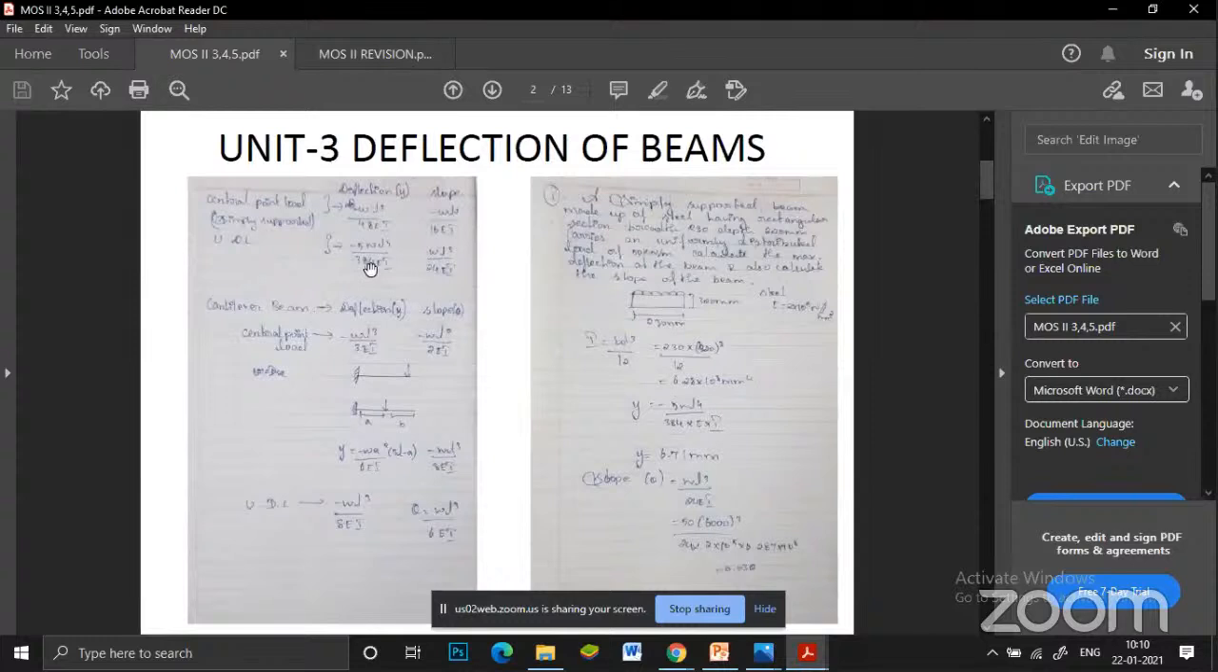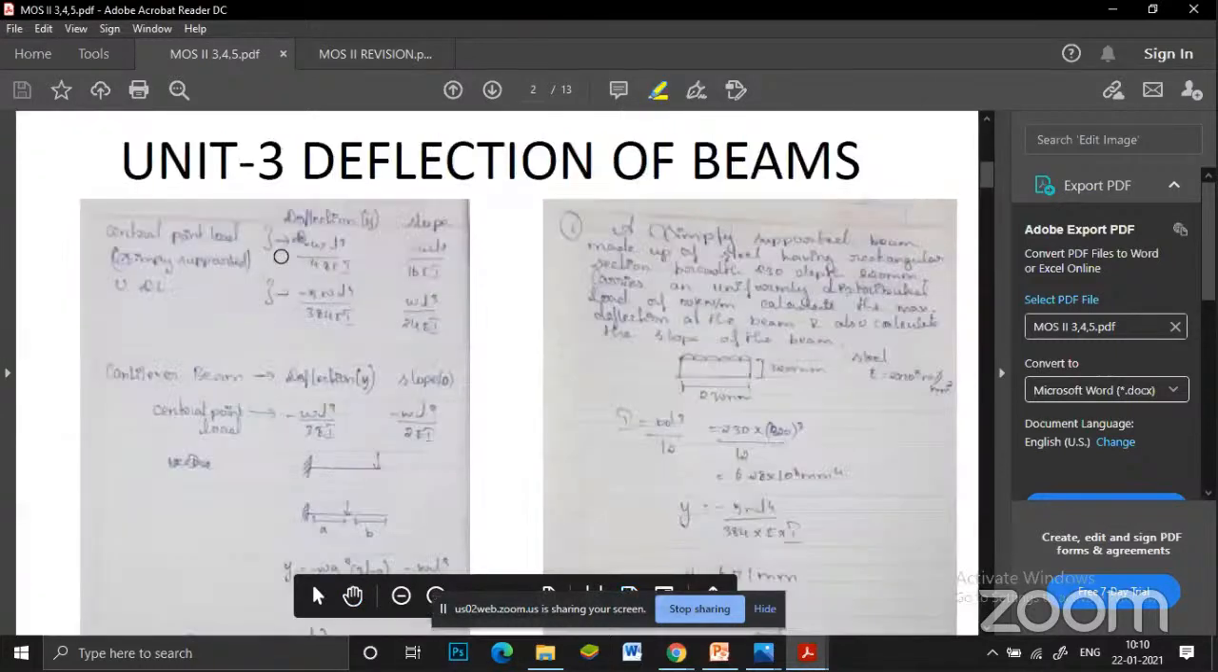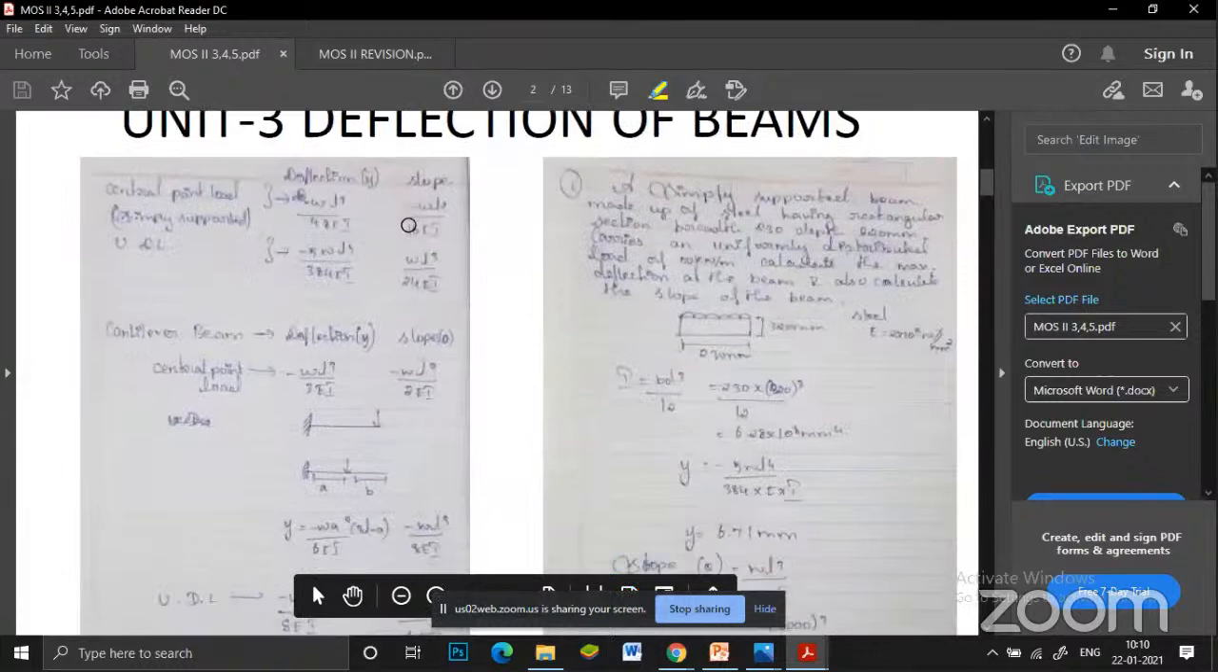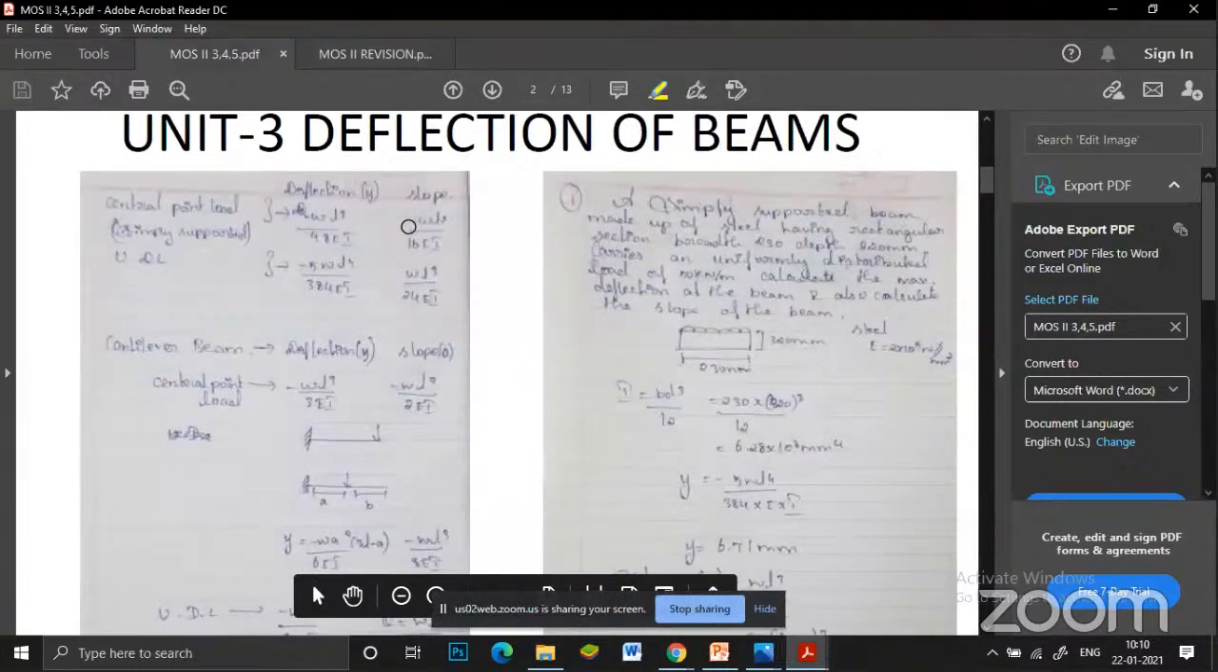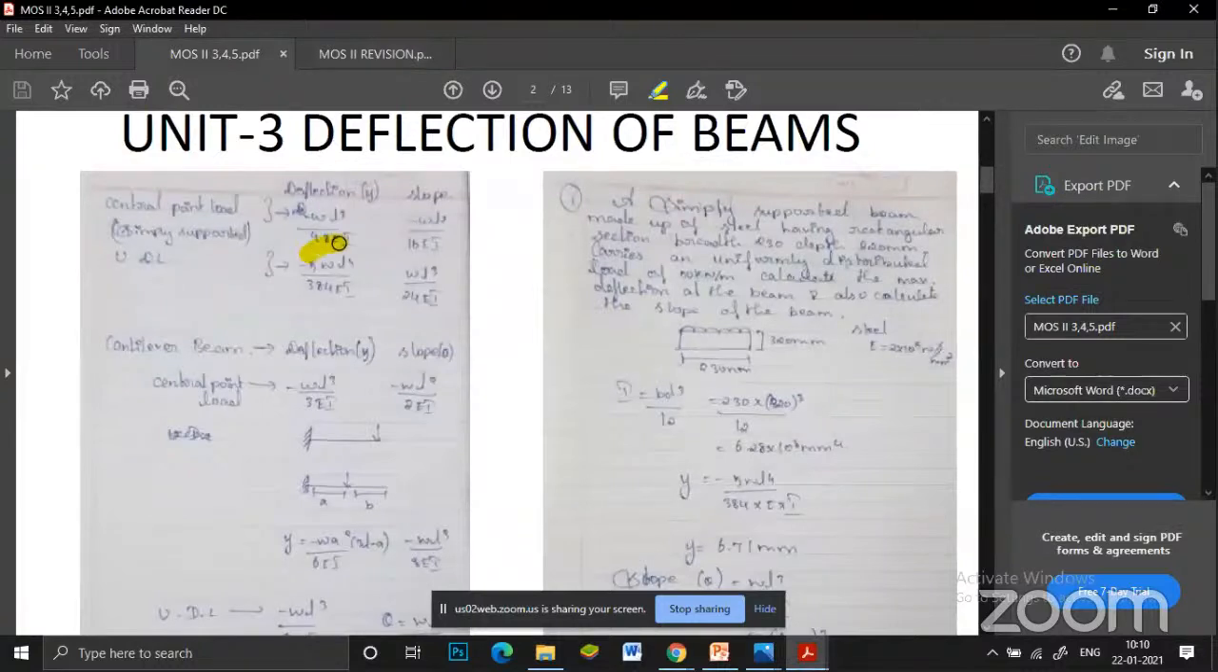Okay, so you have to just memorize the formulas. Here are the formulas. Only two beams: simply supported beams and cantilever beam. In case of a simply supported beam, if it is a point load, for deflection and slope we must use these two formulas. In case of UDL, we have to use these two.